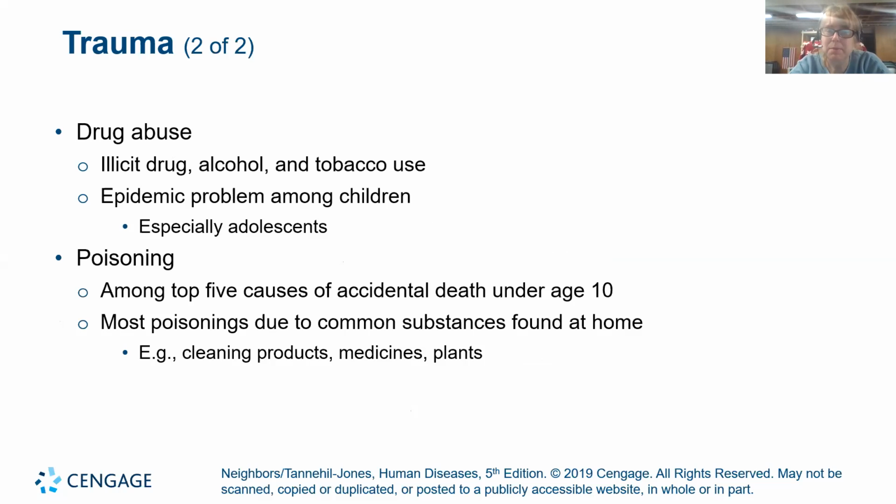Poisoning is among the top 5 causes of accidental death under the age of 10. Most poisonings are due to common substances found at home: cleaning products, medicines, plants. We see huffing, which is causing a lot of poisoning. If it's a little bit older child, maybe a preteen, and they've been dared to huff something, they want to get high, it will present as a poisoning when they come to the hospital.